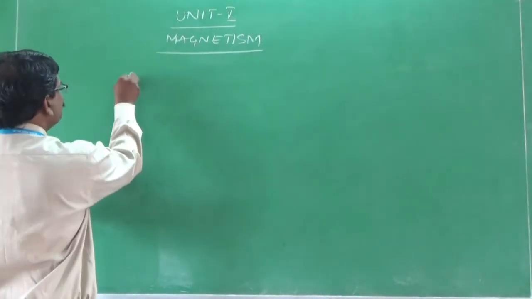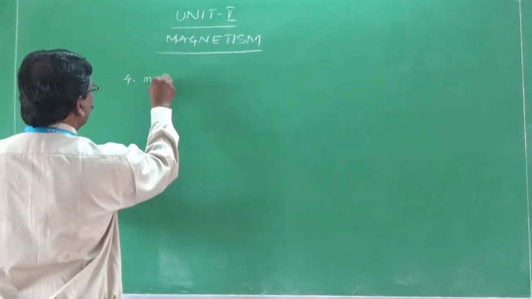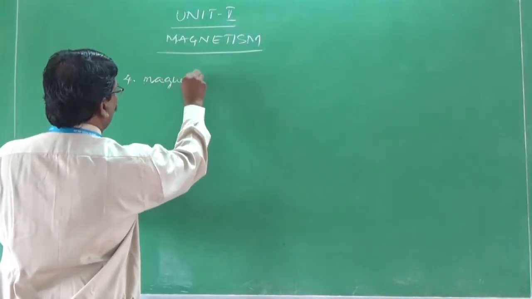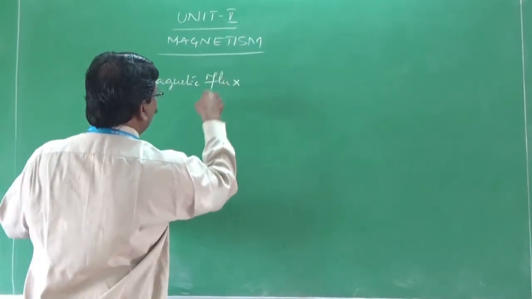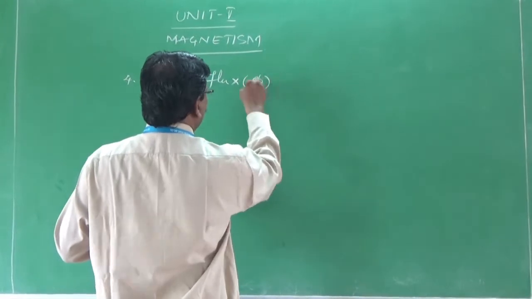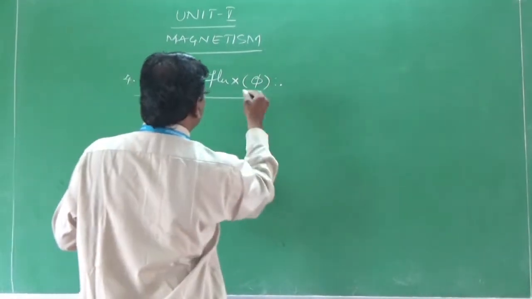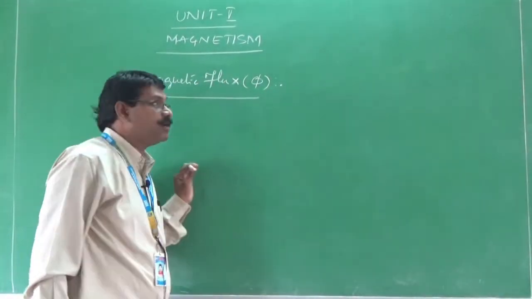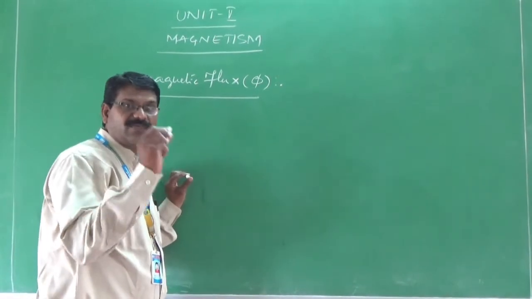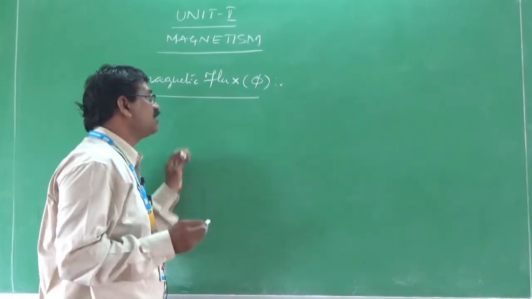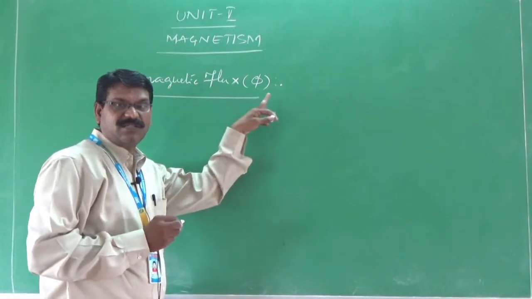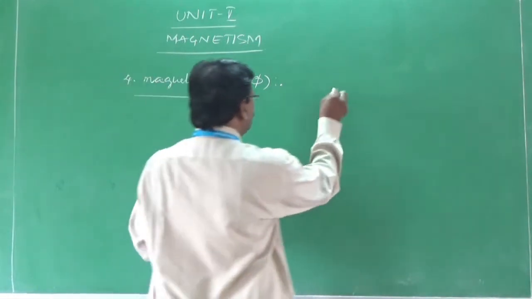The fourth definition is magnetic flux density or magnetic flux. It is denoted by phi. What does magnetic flux mean? The total number of magnetic lines of force crossing a unit area of the surface is called magnetic flux, and it is denoted by phi. So I am writing the definition here.